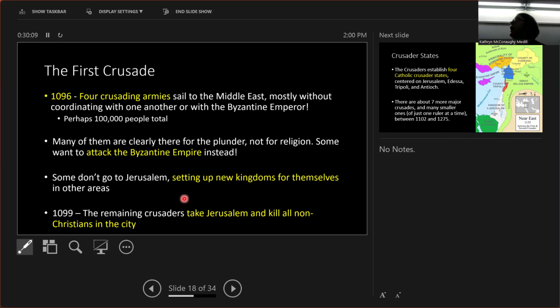Some of them don't even bother to head towards Jerusalem. They just set up new kingdoms for themselves in other parts of the Middle East. I'll show you a map in a second. And finally, the Crusaders who kind of stayed on task in 1099, they take Jerusalem. And their reaction to taking Jerusalem is to kill all the non-Christians in the city. Whether they're Turkish Muslim, whether they're Arabic Muslim, whether they're Zoroastrian, whether they're following local religion, whether they're Jewish, they just kill them all, okay? And if you're a Christian heretic, you might be of some obscure sect, you're kind of, yeah, I don't know. How fast can you talk and explain that you really follow Orthodox Christianity?